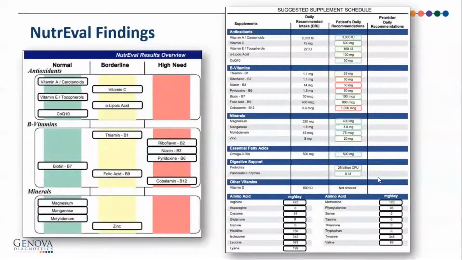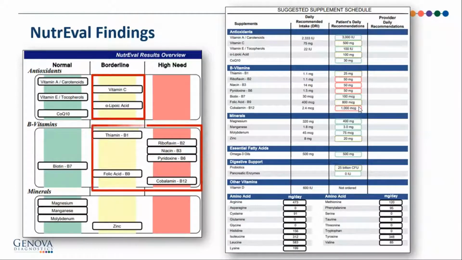So as far as the NutrEval findings for her, remember, I'm always looking for patterns. And so when I look at the left here, that front page, remember, antioxidants, B vitamins, minerals. What are my headlines? Remember, too, the green means that the algorithm said really low need, yellow borderline to moderate, high need in the red. So are antioxidants a headline for this patient? Well, yes, moderately so. A moderate need for vitamin C, a moderate need for alpha lipoic acid.